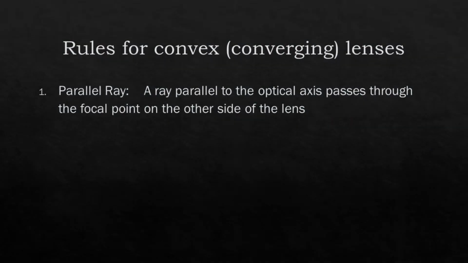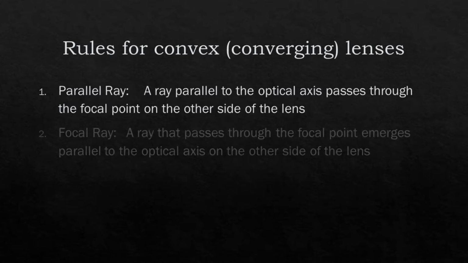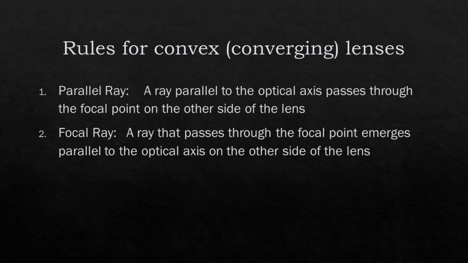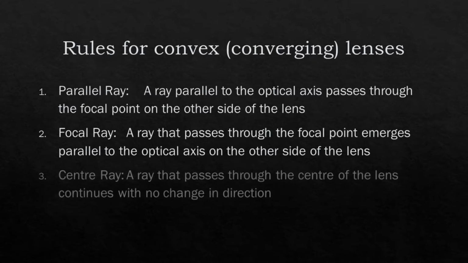The first ray is a ray parallel to the optical axis, which passes through the focal point on the other side of the lens. The second is a ray that passes through the focal point on the same side of the lens and emerges parallel to the principal axis, or the optical axis, on the other side. And the third ray is the easiest, really. It heads directly towards the center of the lens and just continues with no deviation, no change in direction.